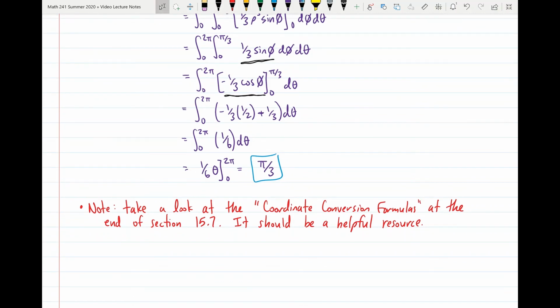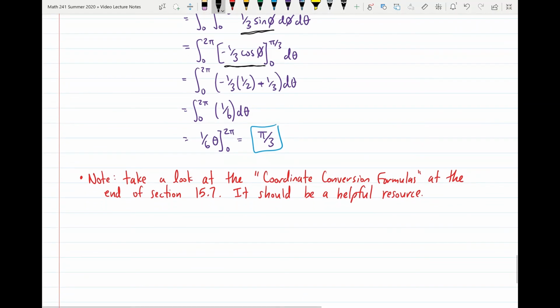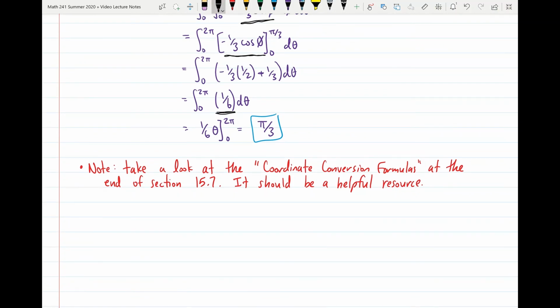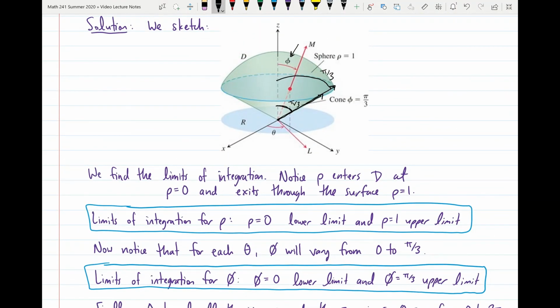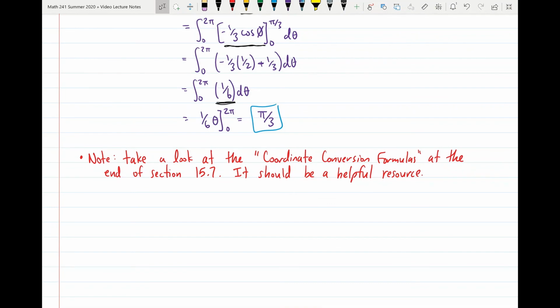If we put in pi over 3 for phi here, we get a 1/2, since cosine of pi over 3 is equal to 1/2. If we put in a 0, then cosine of 0 is equal to 1. Ultimately, this gives us a 1/6. So we're just left with the integral from 0 to 2 pi of 1/6 d theta, and that's 1/6 theta evaluated from 0 to 2 pi. Then we can plug in 2 pi for theta, and we get this value pi over 3. So the volume of our region D that's sketched up here is equal to pi over 3 using integration in spherical coordinates.